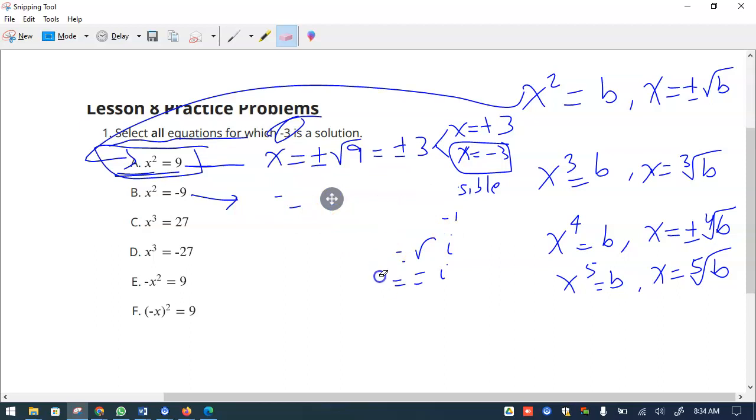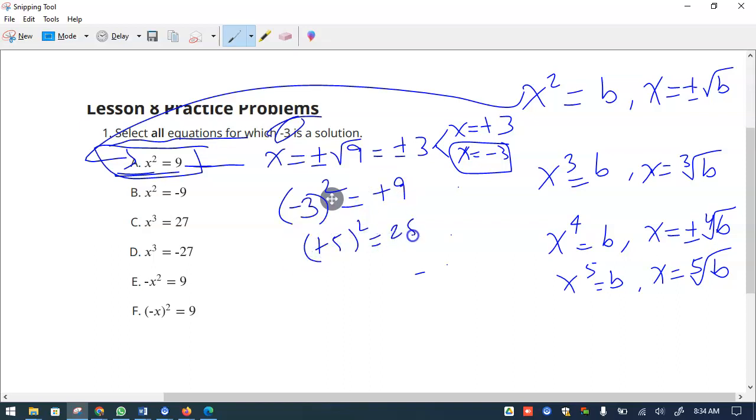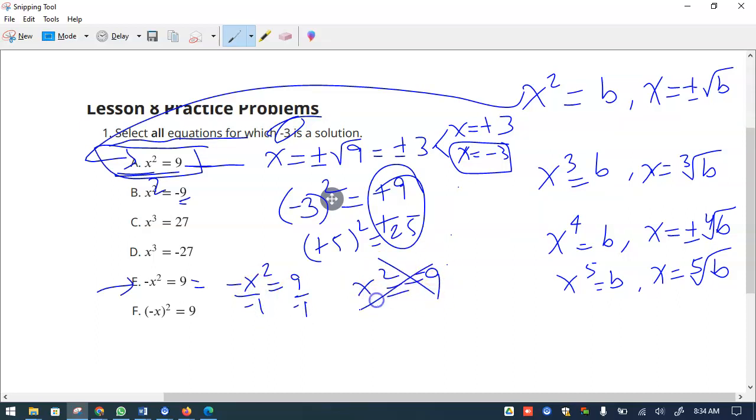A square is always positive. A square cannot be negative. Watch this: any number, let's say minus 3 squared, is going to be plus 9. Plus 5 squared is 25. So always positive, so x squared cannot be negative. The same thing you will see here: minus x squared is 9, and if you divide by minus 1, you end up getting x squared is minus 9. You cannot have a square that is negative, so this cannot be the answer.